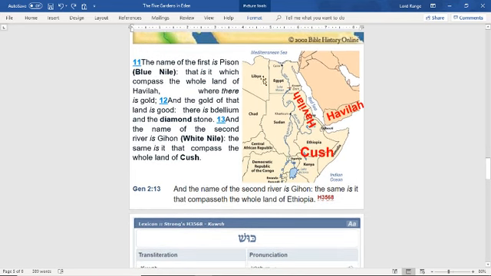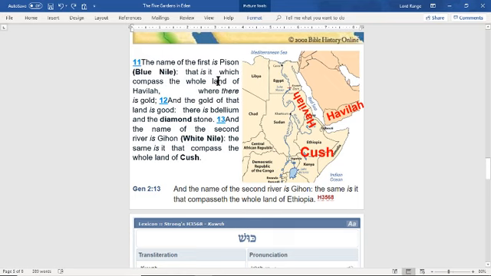So when we get to verse 11, it says the name of the first is Pison. Now Pison is what we know today as the Blue Nile. So I have an image here. I hope you can see that. This is the Nile, and this is the Blue Nile. And then we have what is called the White Nile. So the name of the first is Pison, which is the Blue Nile.